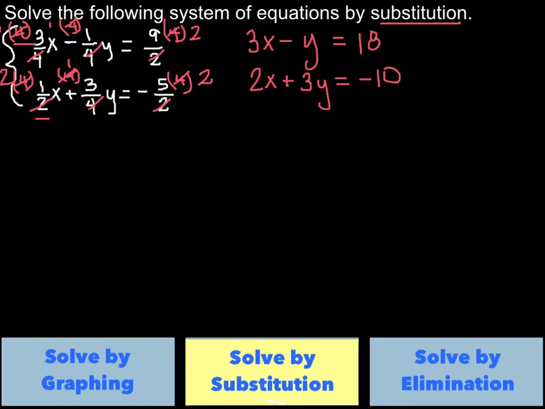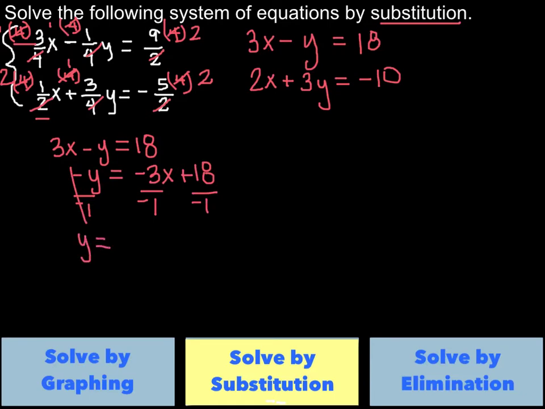So let's do that first. So I have 3x, I'm going to come down over here, minus y equals 18. So I'm going to pull the 3x over. That gives me negative y equals negative 3x plus 18. And then divide by negative 1 to get the negative away from the y.